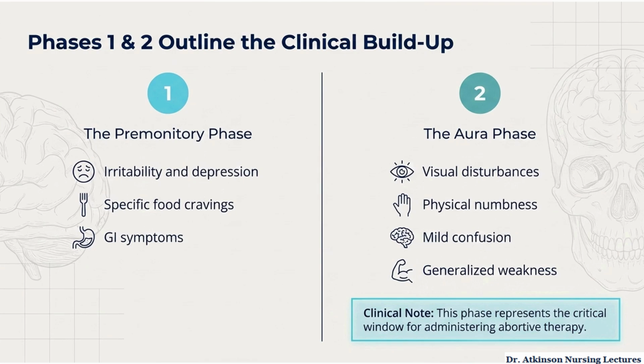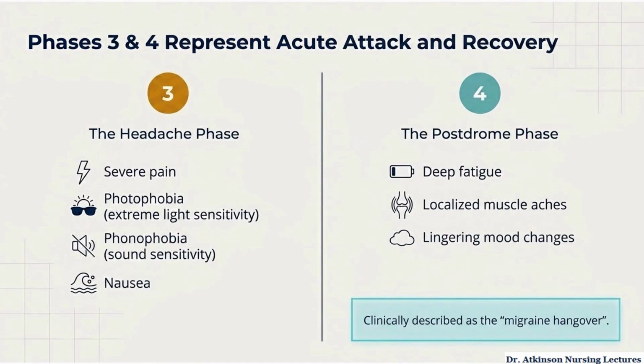And remember, because aura symptoms can mimic neurologic emergencies like stroke, assessment matters. Sudden new neurologic symptoms should always be taken seriously, especially if the patient has never had aura before. Now we move into phases 3 and 4, which are really the acute attack and recovery stages. The headache phase is where symptoms peak.